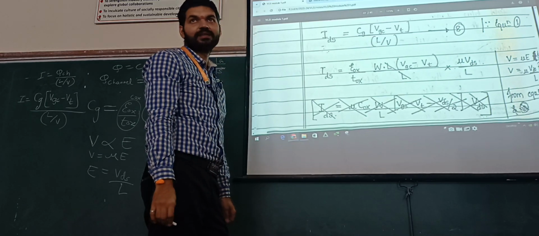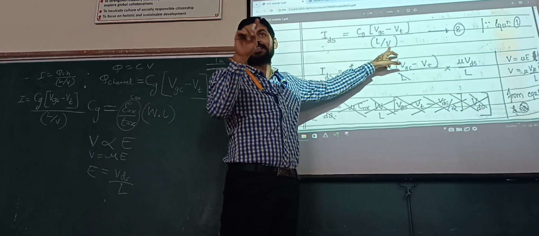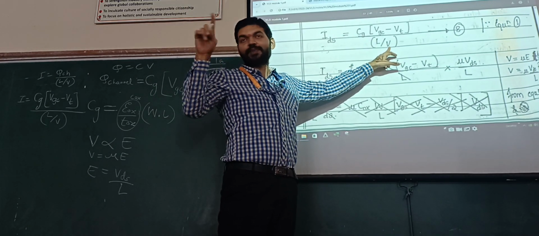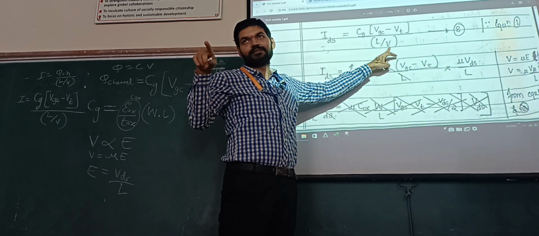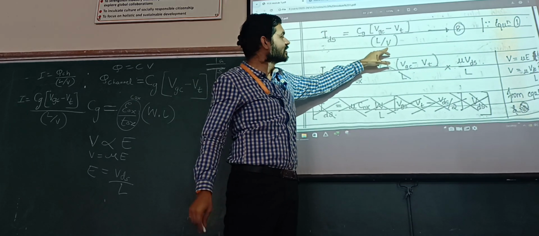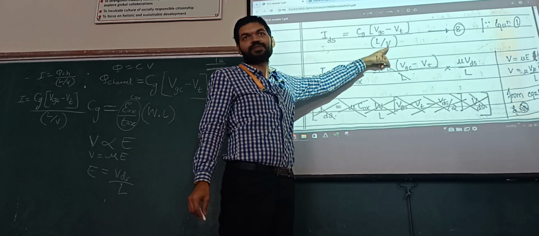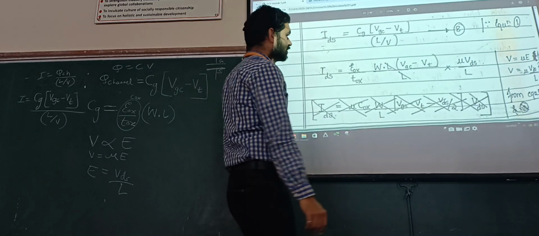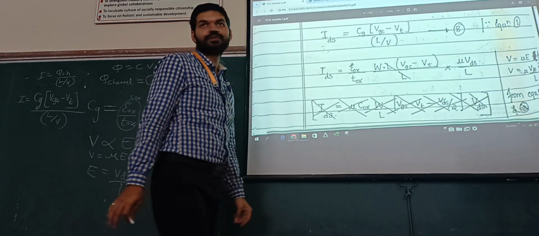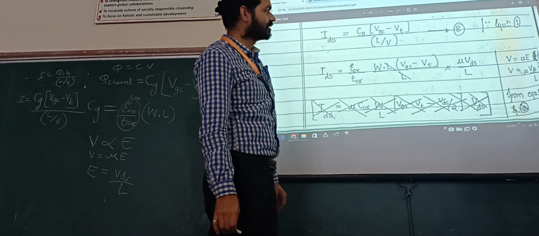What is V? Speed is equal to distance by time. Sorry. Speed is equal to distance by time. mu into E is equal to n.